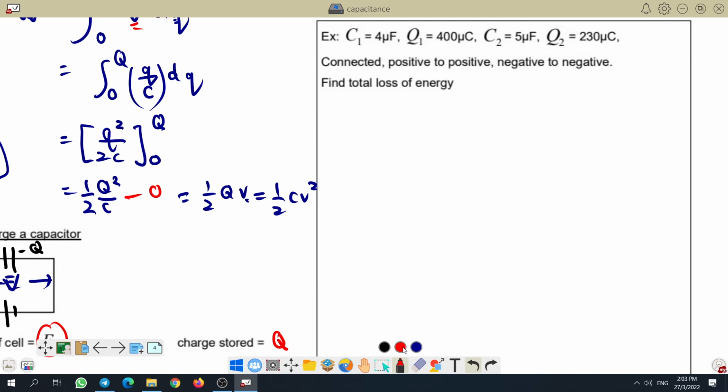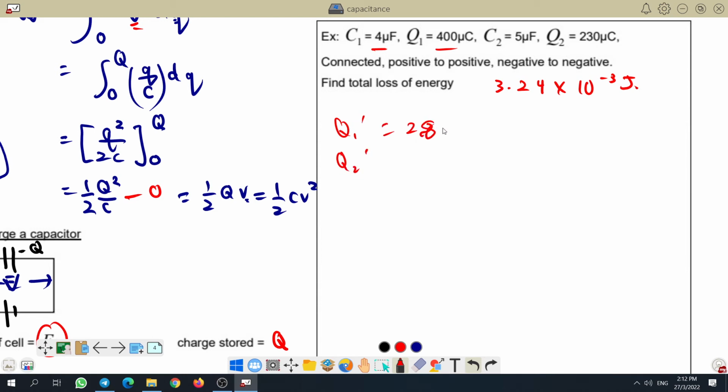Okay, this one we already have the capacitor, already have a charge. Okay, macam mana dia charge itu sudah berlaku. So you just connect it positive to positive, negative to negative. Find total loss of energy. Okay, try it. It is 3.24 × 10^-3 joule. Okay, you see what should be applied. Ya kan? First we find Q1 prime and Q2 prime.